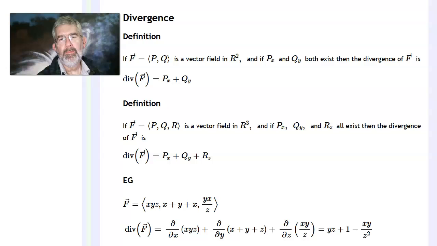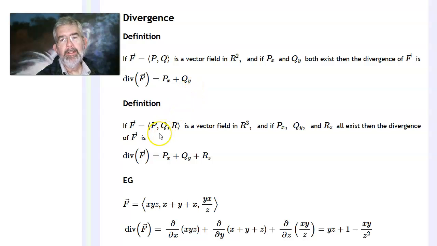Here we go. Definition: if F is a vector field, P comma Q, in R2 and P sub x and Q sub y both exist, so partial P with respect to x, partial Q with respect to y, then we define the divergence of the vector field F as P_x plus Q_y. Right? So partial of P with respect to x plus partial of Q with respect to y.